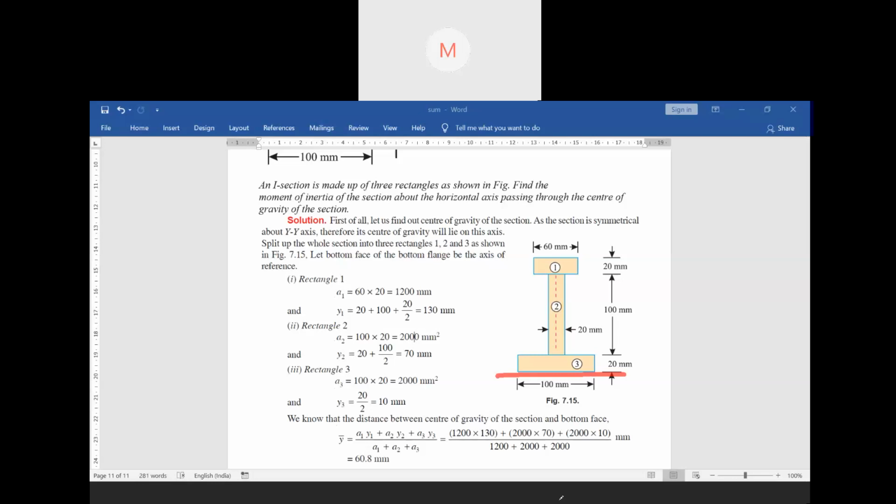So this is the axis of reference. From here, if you find out till this point, what will it be? 20 plus 100 plus 20 by 2. Then from this point, what will it be? 20 plus 100 by 2. And here it is 20 by 2. Now what? We find out the areas A1, A2, A3 and simply put them in the formula. So this is how it will be done.